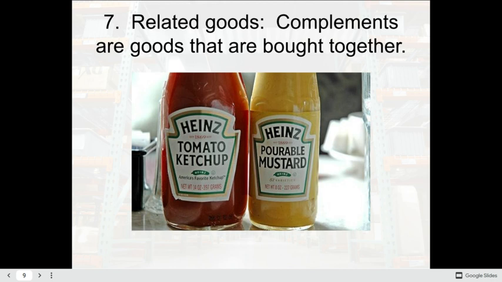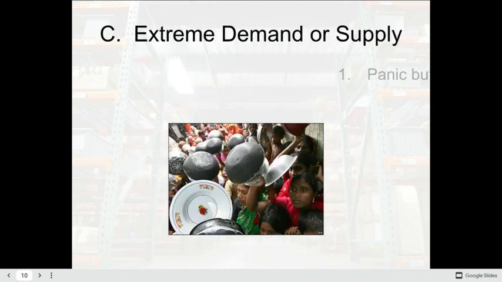And there's also complementary goods. The fact that if the demand for one product goes up, the demand for another product is going to go up as well. Undoubtedly, if there's a huge increase in the demand for spaghetti noodles, there's probably going to be an increase in the demand for spaghetti sauce.